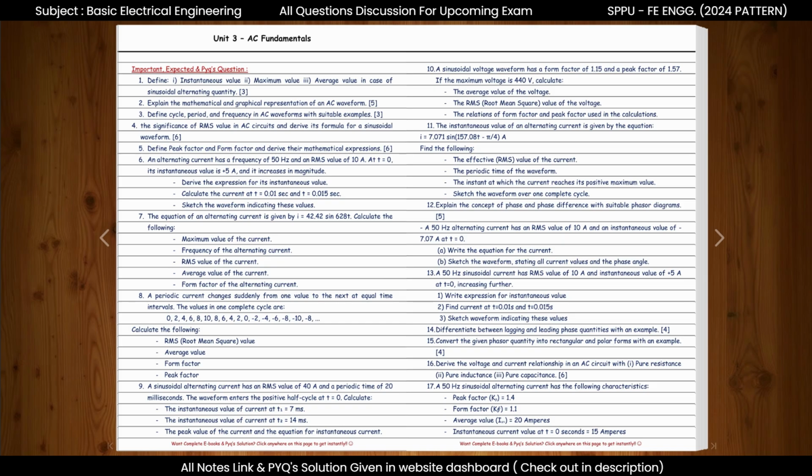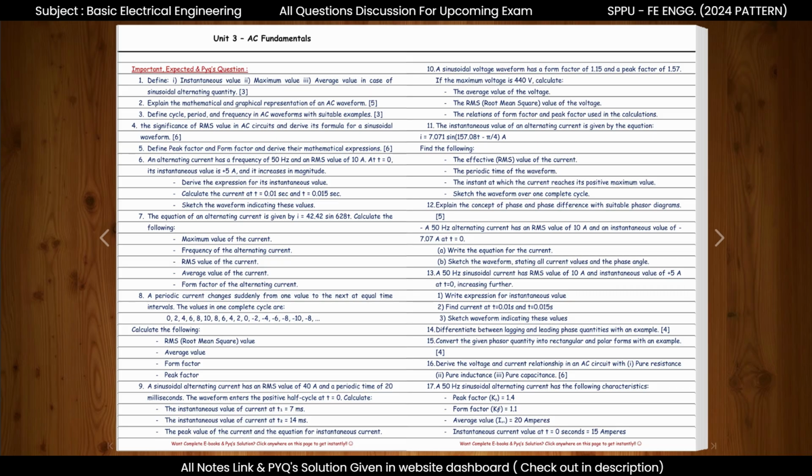Define instantaneous value, maximum value, and average value in case of a sinusoidal alternating quantity. Instantaneous value is the value of the alternating current or voltage at a particular instant of time. Maximum value is the highest positive or negative value the waveform reaches in one cycle, also called peak value. Average value is the average of all instantaneous values of the waveform over a half cycle, because the average over a full cycle is 0 for a pure sine wave.